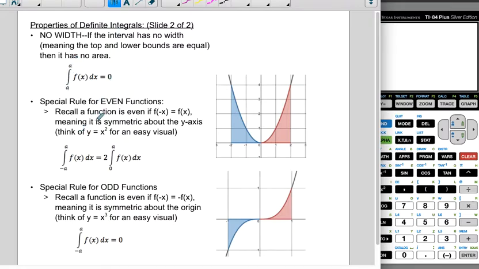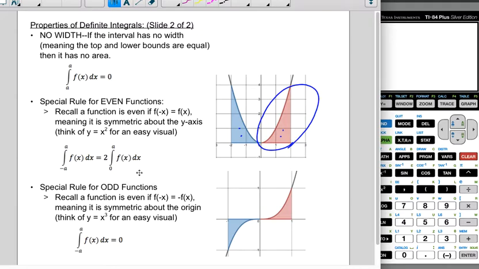There is a special rule for even functions. If a function is even, the way we define that is that f of negative x is the same as f of x, meaning it is symmetric about the y-axis. Easy thing to do is think of an x squared, right? If you integrate from negative a to a of f of x dx, it's just double what would happen if you integrate from 0 to a, because you can see that these two areas are the same, right? The blue area and the pink area are the same. So I could either do blue area and pink area and add them together, or I could just find this area and double it because they're the same area, right?